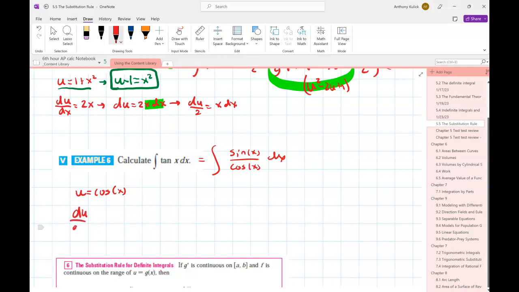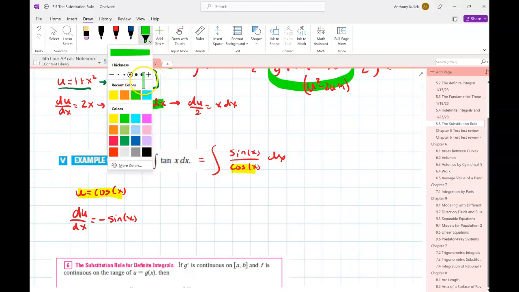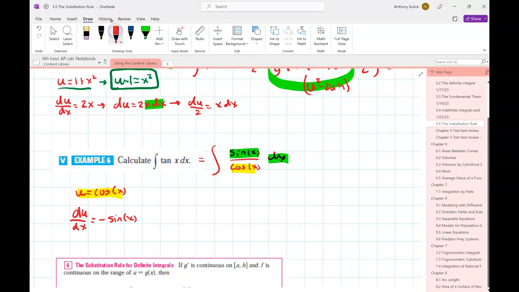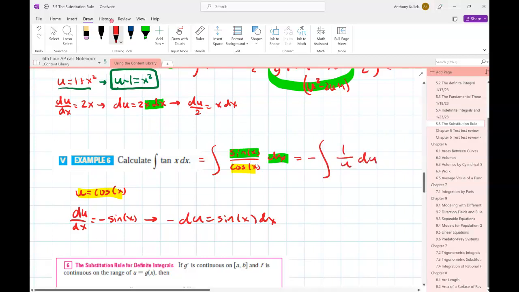So we take the derivative of U. What's the derivative of cosine? Negative sine x. And then our leftovers here: we have cosine that's taken up by U, and we have sine and dx. So that's what I want to get on one side. I'll multiply both sides by dx and then divide by -1. So if I plug everything in now, I'm going to have negative the integral of 1 over u du.